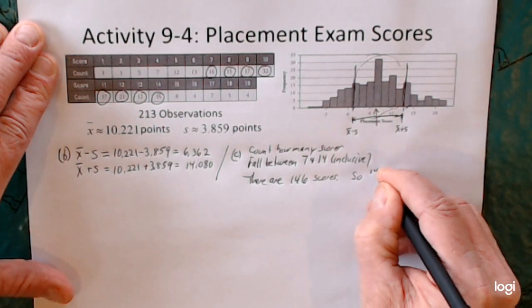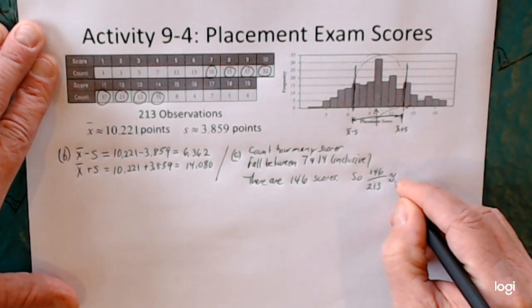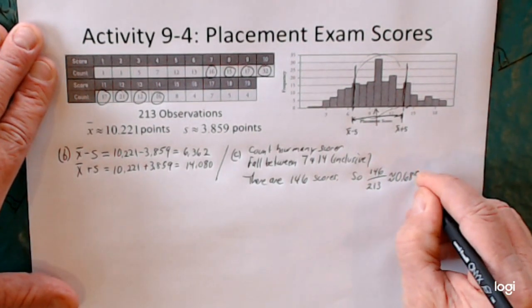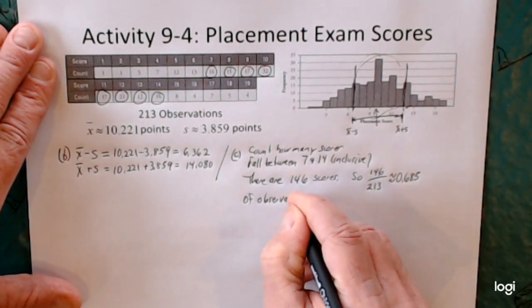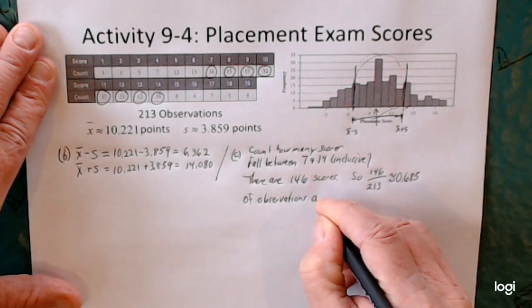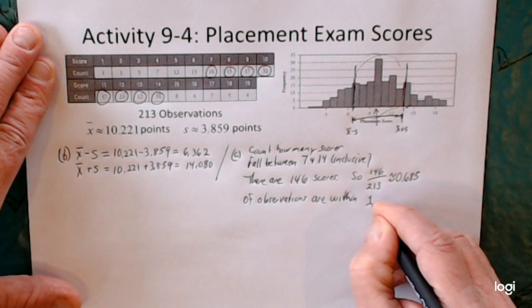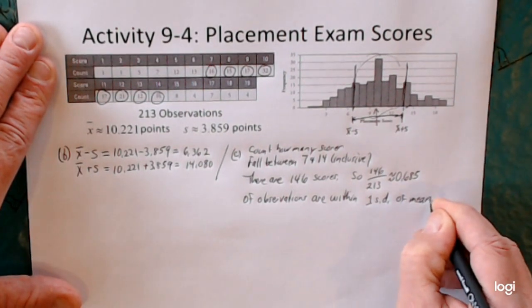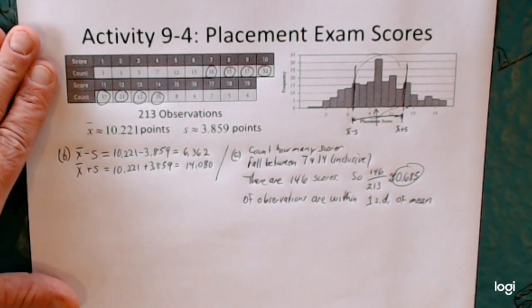So 146 out of 213, or approximately 0.685 if you work it out, of our observations are within one standard deviation of the mean. Okay, that makes sense? So about 68% of our observations are within one standard deviation of the mean, right?